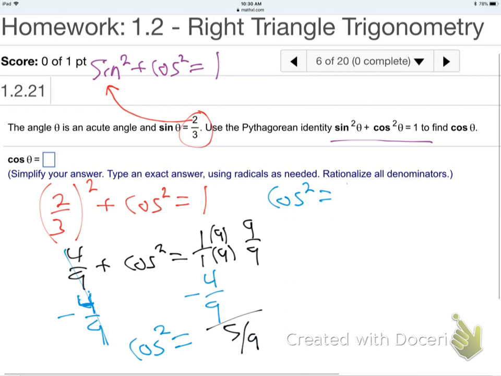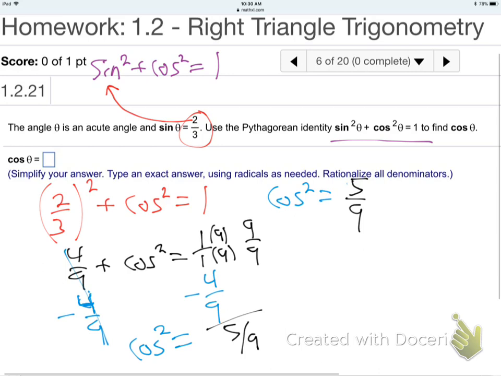That good? Or you could use your calculator in fraction mode. So cosine squared is 5/9. Was that too quick? I just took that 1 and I made it 9/9. That's a fancy 1, isn't it? I made it look like a fraction, put it over 1, multiplied top and bottom by 9, 9/9. That's a fancy 1. Minus 4/9 is 5/9. So now cosine squared is 5/9.